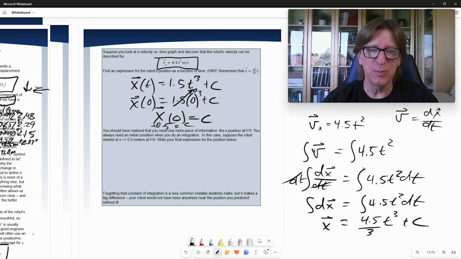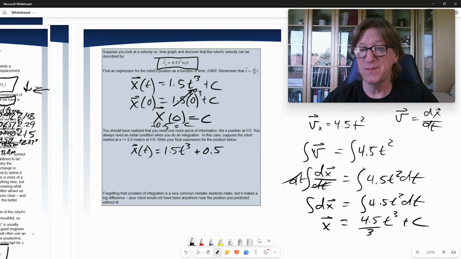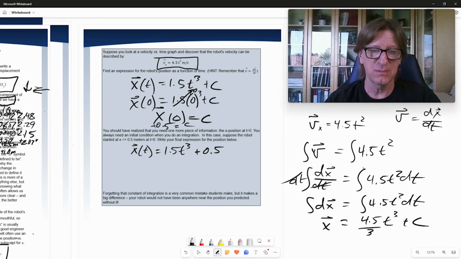So I can simply plug that back in. My final expression then is that my position as a function of time is going to equal 1.5 t cubed plus 0.5. And that's 0.5 meters. It's a constant, but it still has units. It has to be meters because I've got meters on this side as well. This 1.5 is a constant, still has units. In this case, again, it's meters per second cubed. You see that? Because I have to get that to go away.